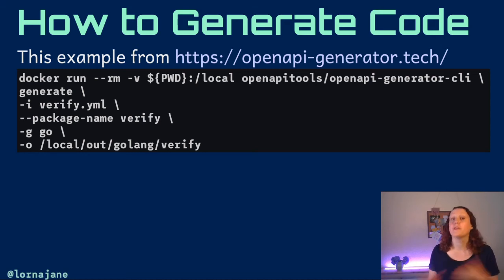So by default, this will be OpenAPI. I have multiple APIs in my SDK, so they need their own package name. In this case, I'm generating for Go. I'm in the middle of creating a Go SDK, and I'm specifying where the files should be written to.